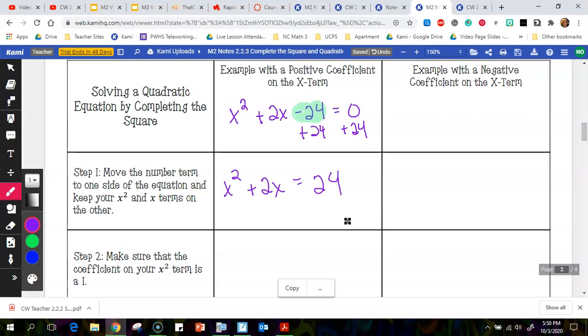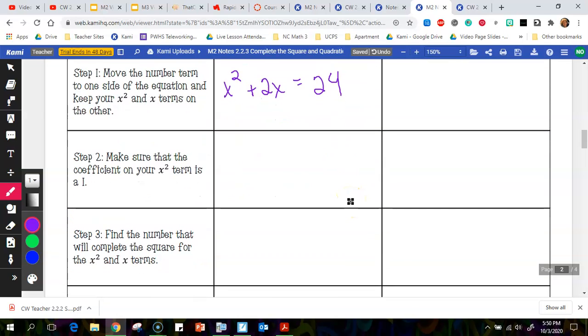The next thing I'm going to do is make sure my x squared term is a 1. So I can't have another number right here in front of the x. It has to be a 1. If I don't have a 1 there, then I have to divide through. Like if this was a 2, I would have to divide all of these by 2. I don't have to do that here because it's already a 1. So now I'll just rewrite this. Okay, so it is a 1.